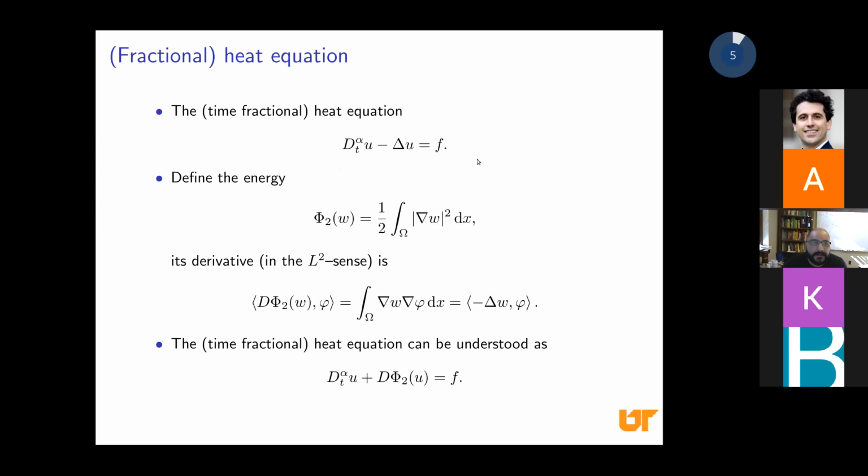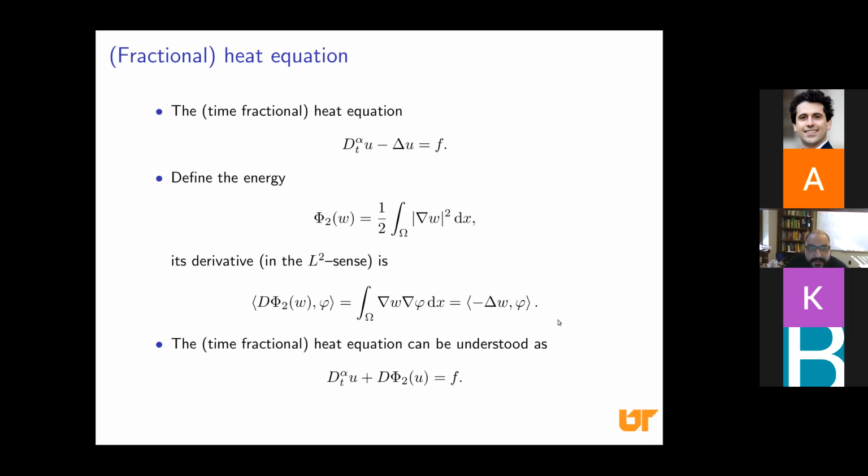I want to see this equation, which I will call a time fractional heat equation, from a slightly different point of view. Namely, we all know that the Laplacian can be thought of as a sort of variational derivative of the Dirichlet energy. So the time fractional heat equation can be understood as the Caputo derivative of u plus the derivative of this energy equal to some data.